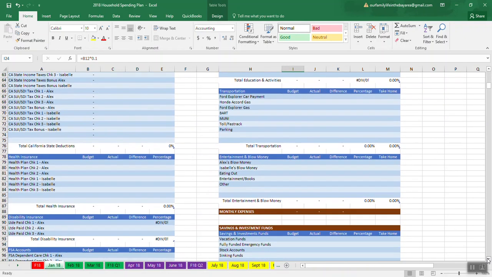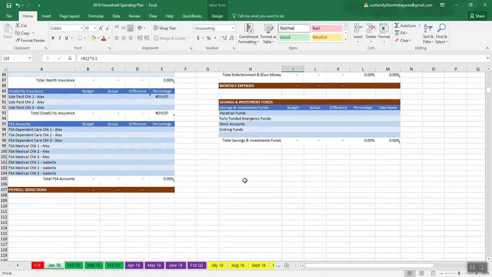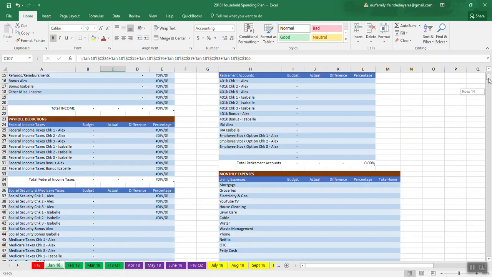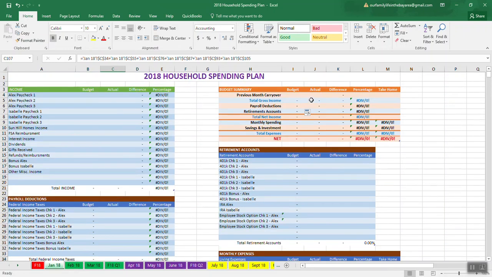I trust my spreadsheet. I have a lot of backup in case. Yep. So this is the budget, and then this is the actual. So the actual will be C107. So here's your actual C107.